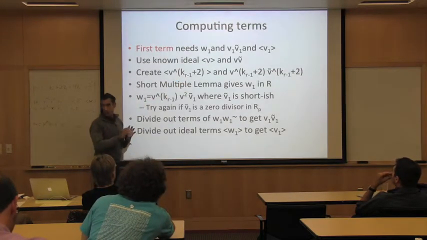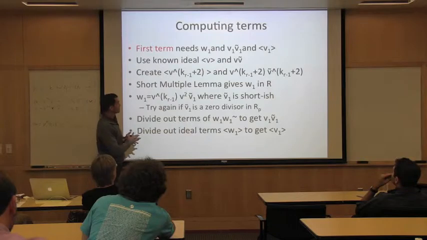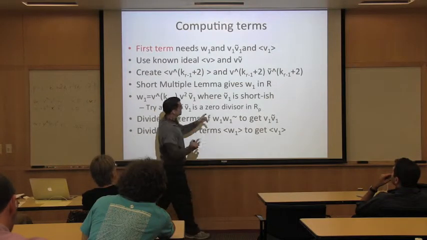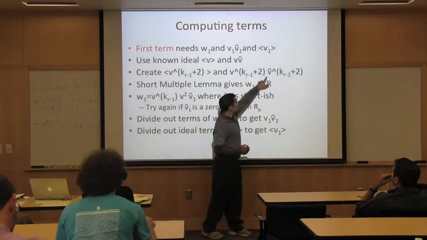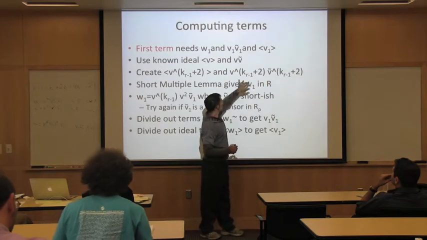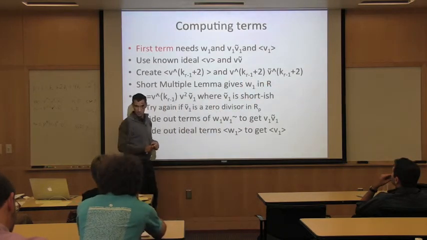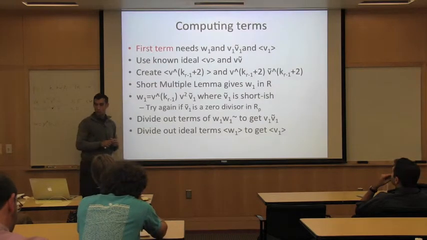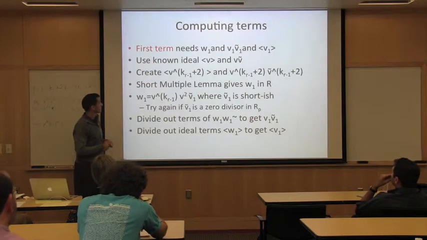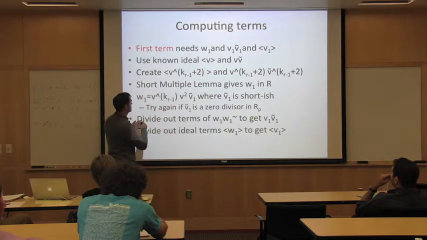So that's just ideal multiplication. You can do ideal multiplication. And here's v times its complex conjugate to a certain power, which is either 2 or 3. So we can certainly square or cube in the ring. Okay, so we get those two quantities.